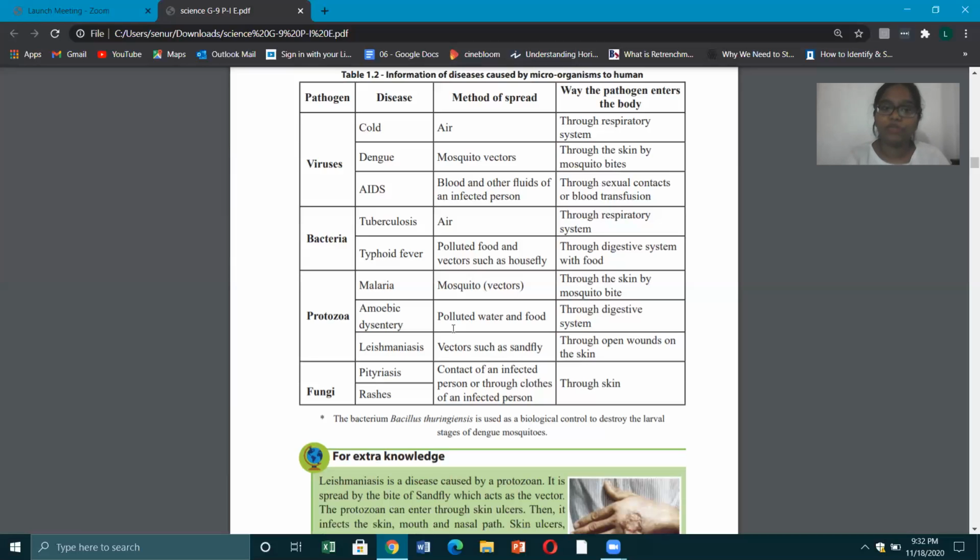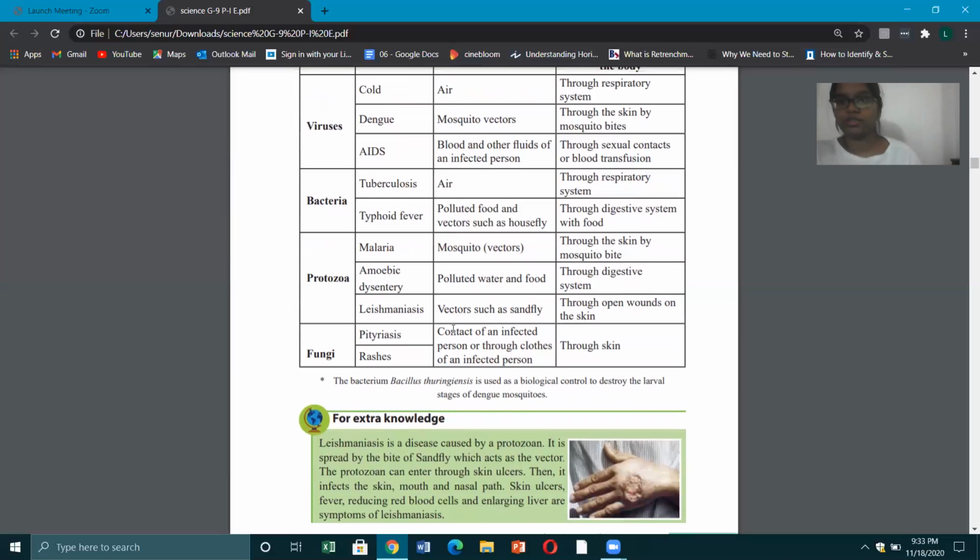Okay. So fungi, pityriasis, contact, so both rashes and pityriasis, contact of an infected person or through clothes of an infected person through skin. That is why we have been advised not to use the same towel. Okay, so you have to have a separate towel for each person in the house.